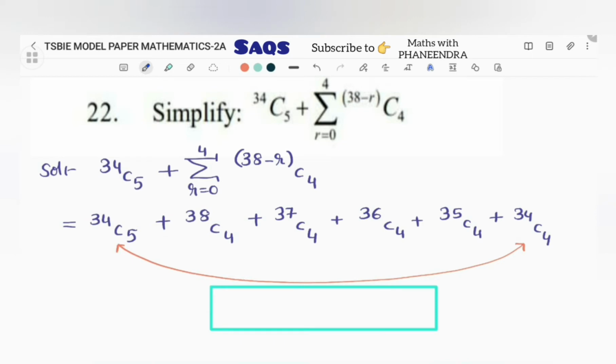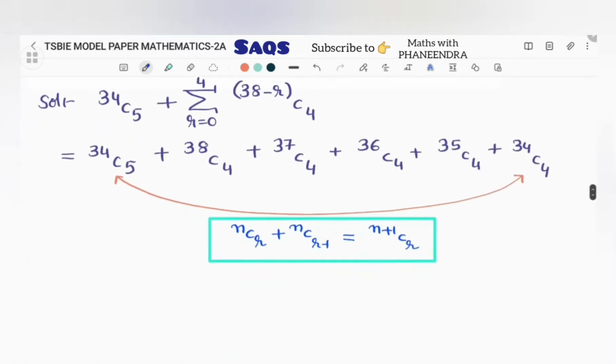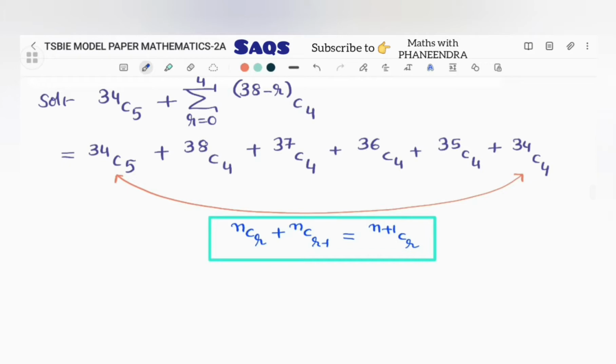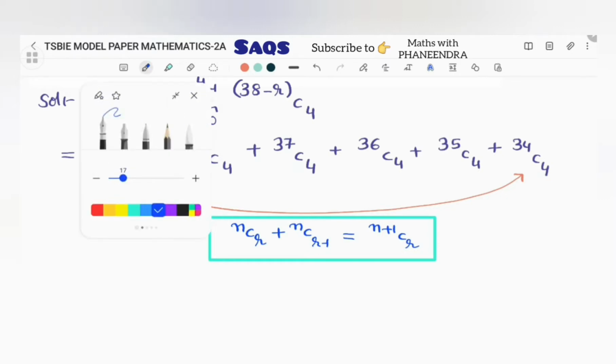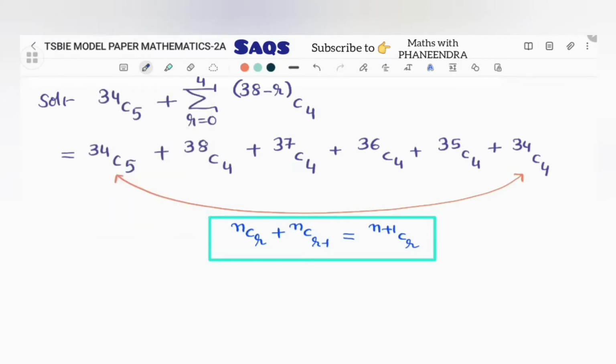See, the result we are going to apply is nCr plus nCr minus 1 is equal to n plus 1 Cr. The first term, 34C5, 34C4 can be written as here 5 minus 1. It is in this nCr plus nCr minus 1 form only, no? So we can write the first term, and the last term can be written as n plus 1. So 34 plus 1, I will write it first.